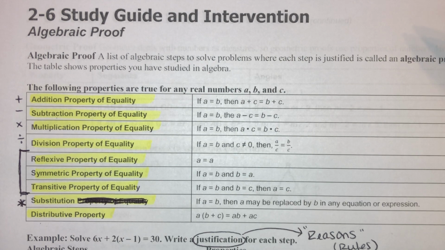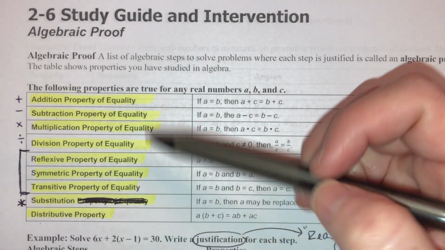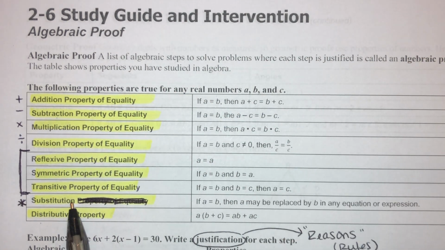That's substitution. So basically, when none of the other properties fit, if you're not sure what property to use and none of the other ones work, it's always going to be substitution. That's our default.